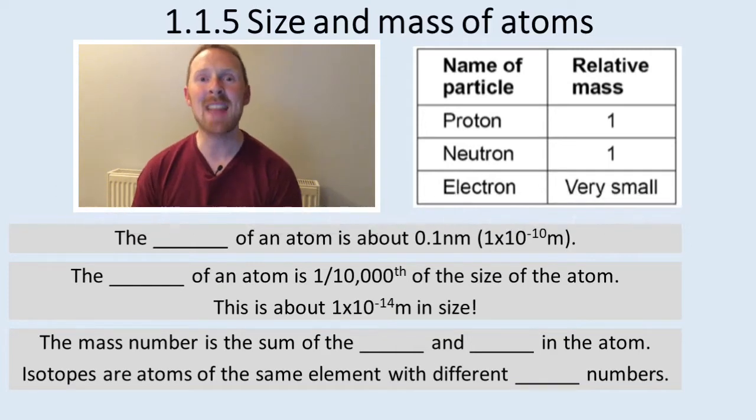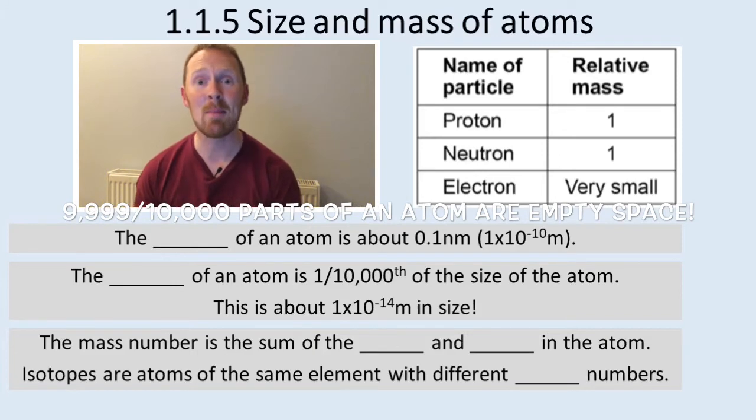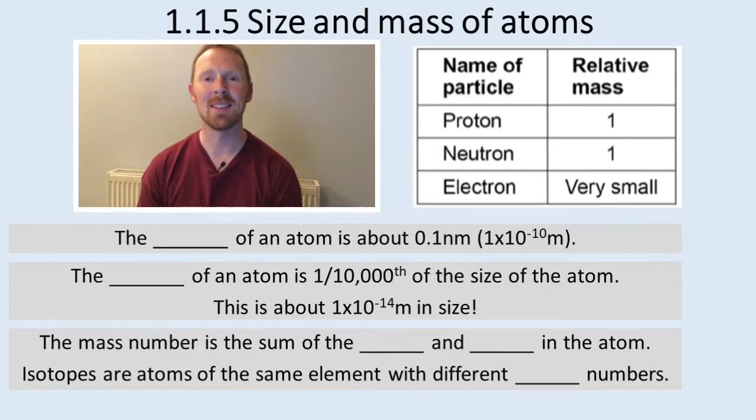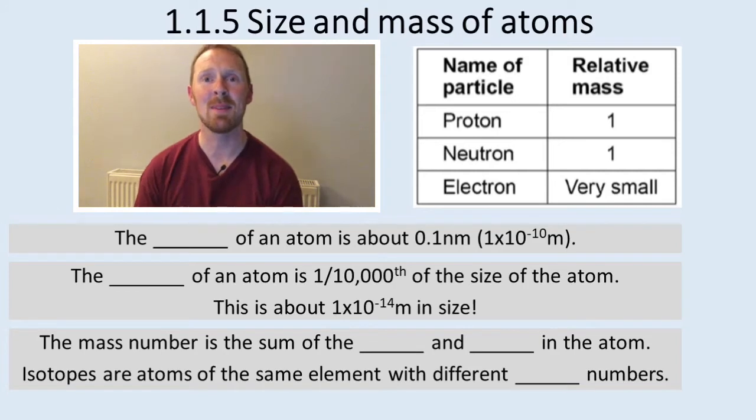So that means 9,999 parts of an atom are actually empty space, the distance between the nucleus and the outside of the atom. That blows my mind. If you were to write the radius of the nucleus of an atom in standard form, it'd be 1 times 10 to the power minus 14 meters in size.